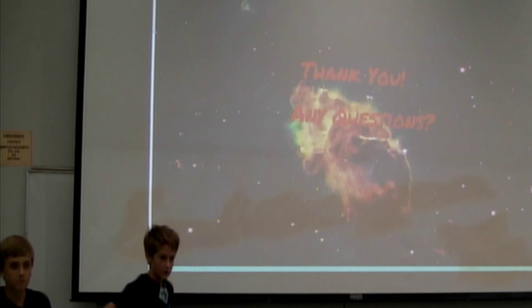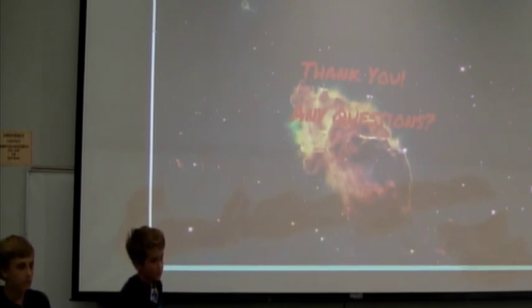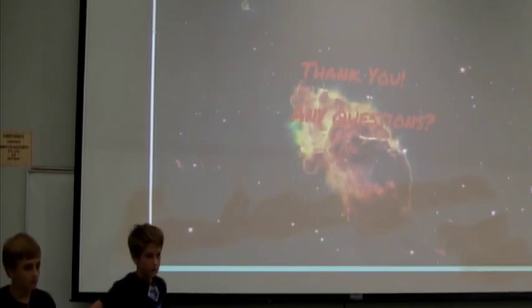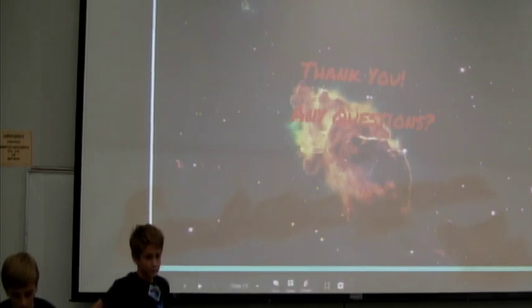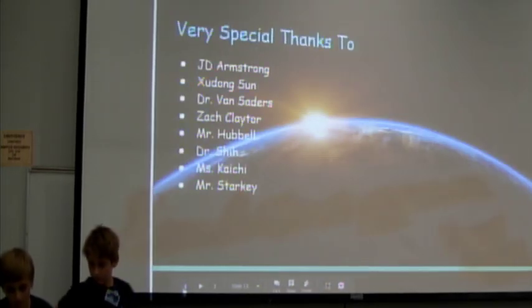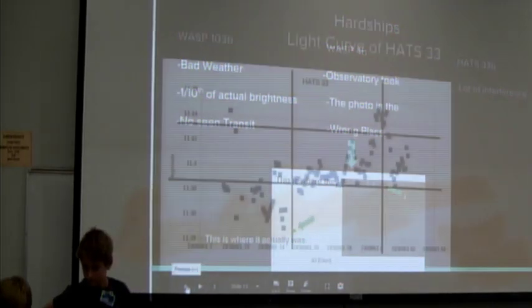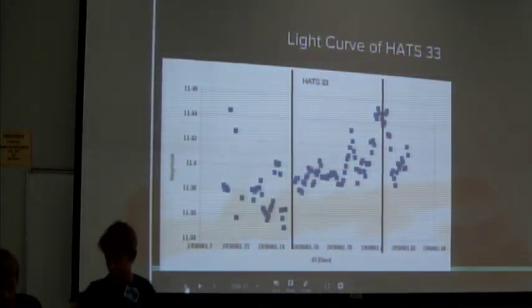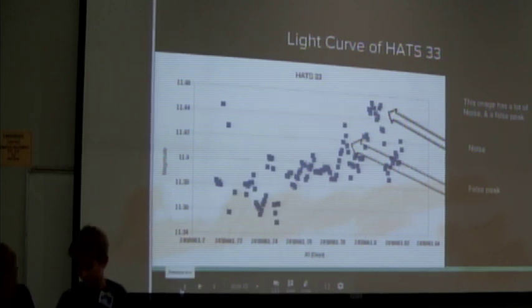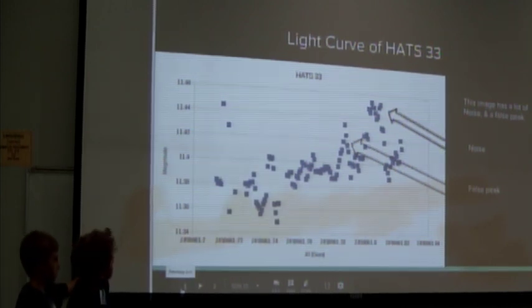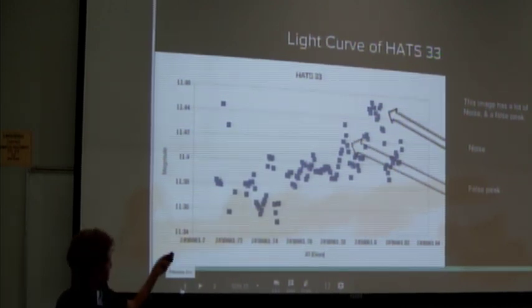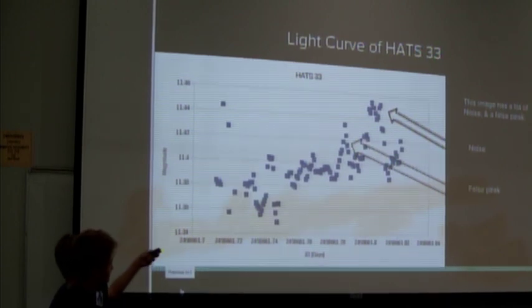Any questions? What about the rats? Like you said, there was a false peak, but how do you know it was the real peak? Because, let me show you. Because this planet has been observed before, and they know exactly when the peak is.